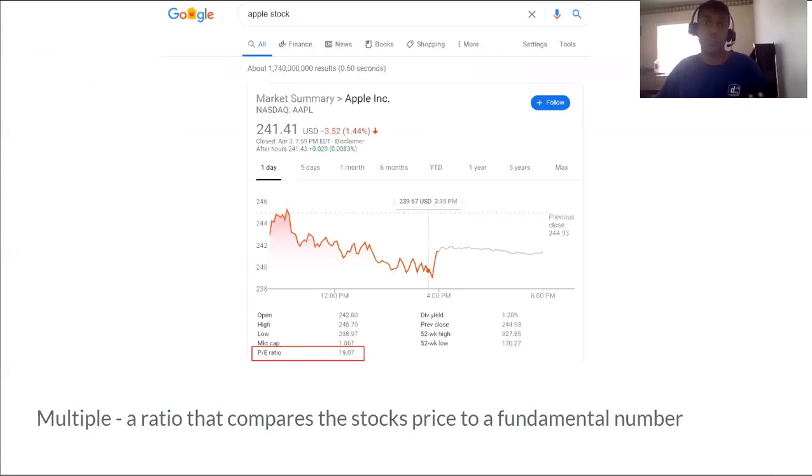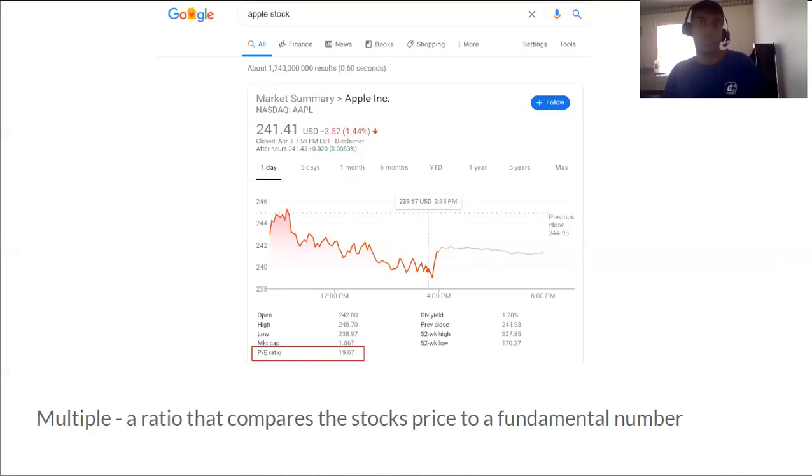So a multiple, for example, is the PE ratio. Here's a little screenshot of when I Google searched the Apple stock. You can see right here the open price, the market capitalization, which is like the value of all the stocks for Apple, dividend yield, and so on. But let's focus on the PE ratio. Again, a multiple is a ratio that compares the stock's price to a fundamental number. Generally speaking, the higher the multiple, the more expensive the stock is considered.